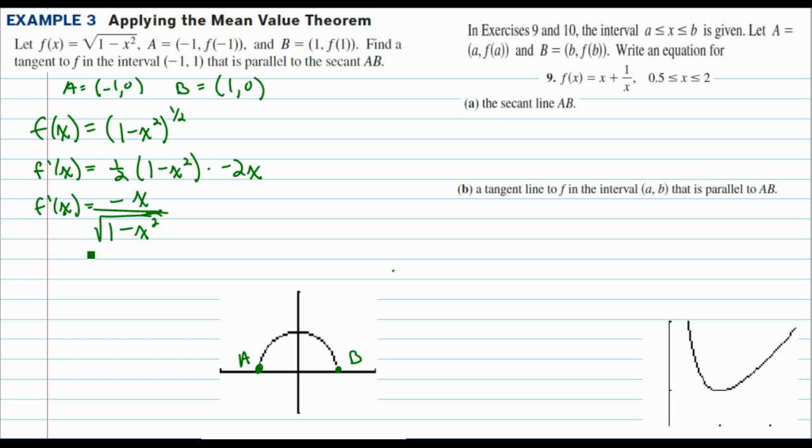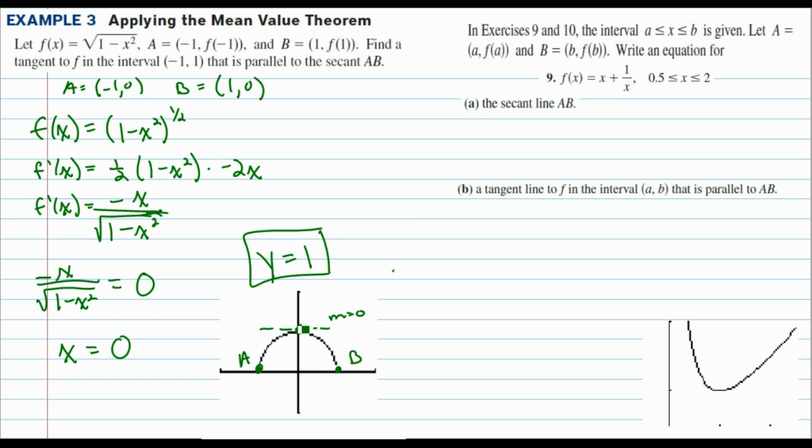So now I'm going to set that equation equal to the slope of 0 and solve. And I get that x equals 0, which you may have suspected. So this tangent line here has a slope of 0, and so does the secant line connecting A and B. So it says find a tangent to f in the interval -1, 1 that is parallel to the secant AB. The tangent here is going to be the horizontal line y equals 1. X equals 0 is a vertical line. That's the location of the point where this tangent is tangent, but the actual equation of the line is y equals 1.